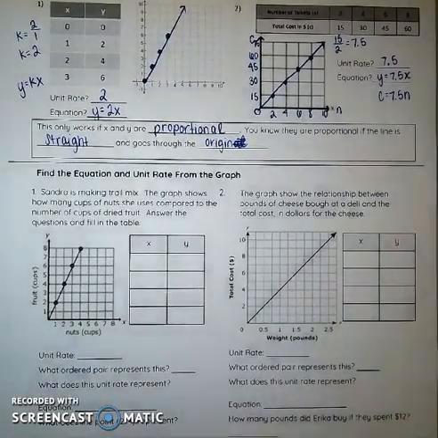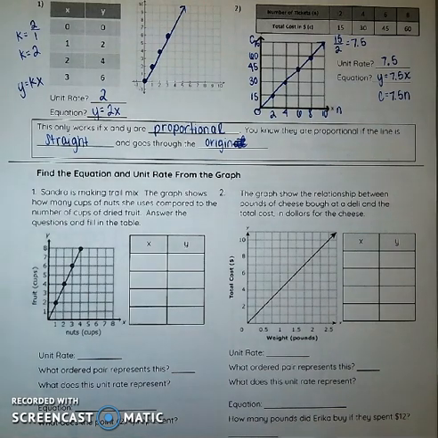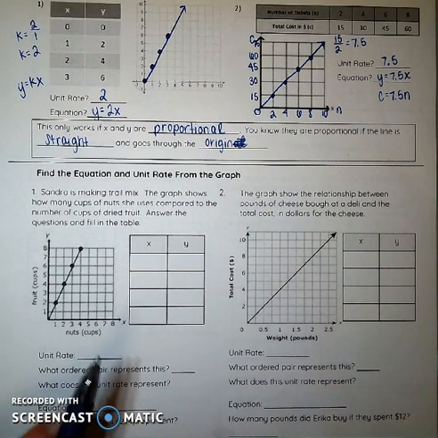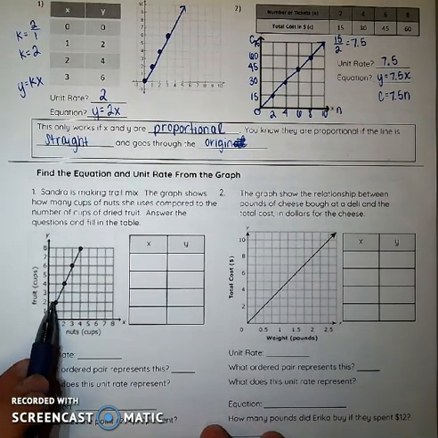So the first example says Sandra is making trail mix. The graph shows how many cups of nuts she uses compared to the number of cups of dried fruit. Answer the questions and fill in the table. The first thing we're going to do is fill in our table, so I just want to look for my points.